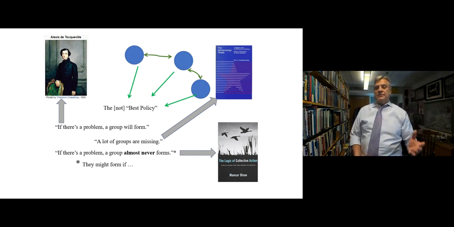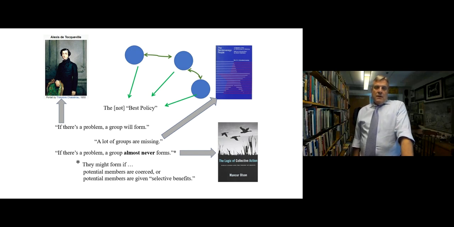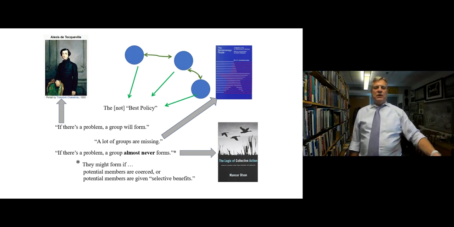Now, he says there are a couple of exceptions. They might form if members are coerced into joining. He was really interested in unions. A lot of his book is dedicated to unions. He said, you've got closed shops. You're forcing people to join a group. Or, he says, you might be able to entice people to join a group by giving them selective benefits, often selective material benefits. Join our group that cares about nature, and we're going to give you really nice photos and an emblem that you can put up and show everybody, to display that you care about nature. And people are joining because of those benefits.